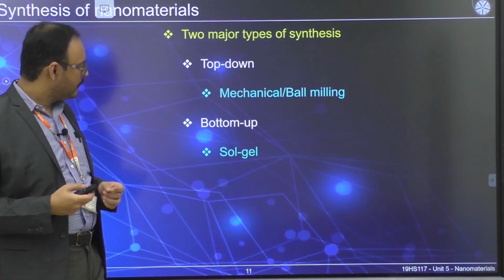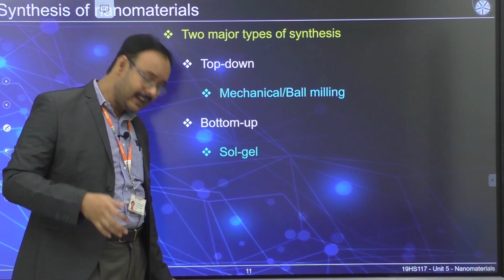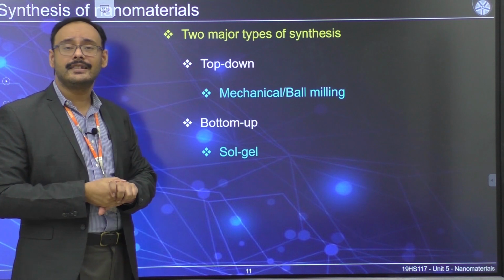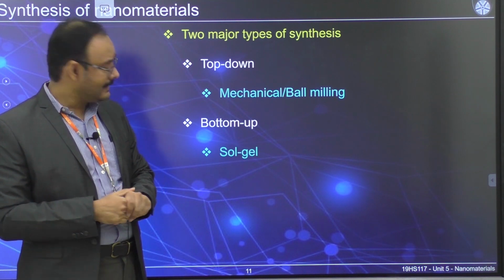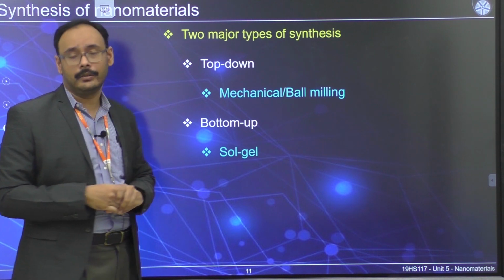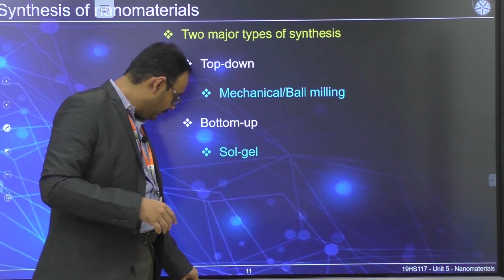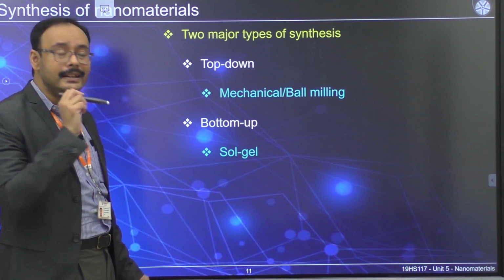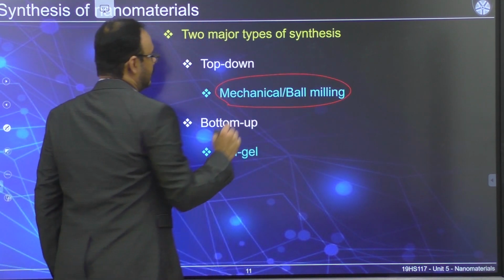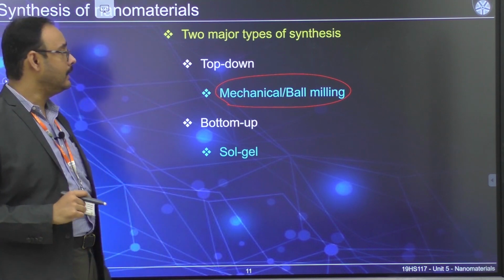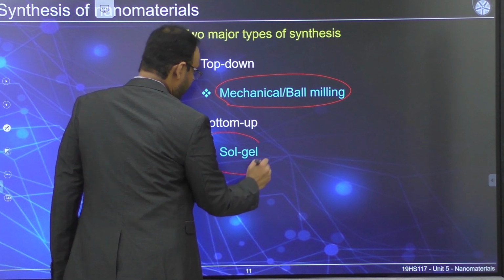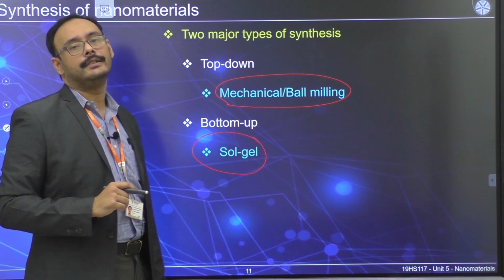Right. So as far as our next discussion is concerned, today we are going to finish up discussing examples of the top-down and bottom-up approach. We are going to discuss one from each case. The first one, in top-down, is called mechanical or ball milling, and the second one, in bottom-up, we call sol-gel.